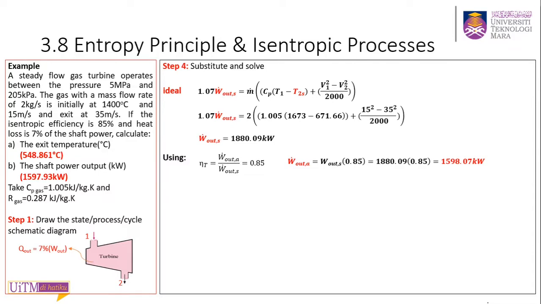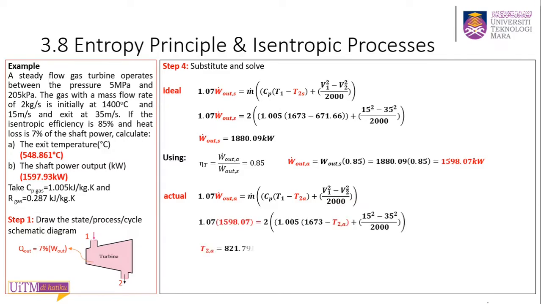To solve for actual temperature at state 2, T2A, we will use the actual work output equation, and substituting the required values, we can solve for actual exit temperature at state 2, which we can see here equals 821.79 kelvins. But don't forget to convert it into degrees Celsius as mentioned in the question. Now, some might get slightly different answers due to the amount of decimal points taken during the calculation.